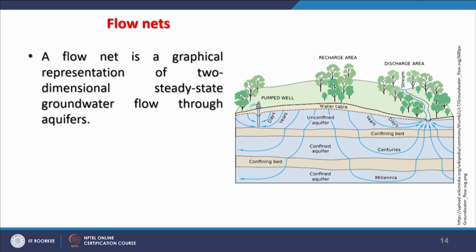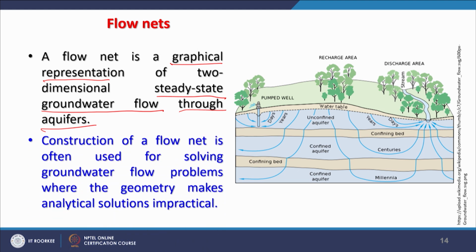But as we have discussed, it is not like that in natural conditions. So, a flow net, as we have just seen, is a graphical representation of two-dimensional steady state groundwater flow. So, steady state flow conditions are there through the aquifer. These will work only in such situations, but in some other situations, they may not work like that.